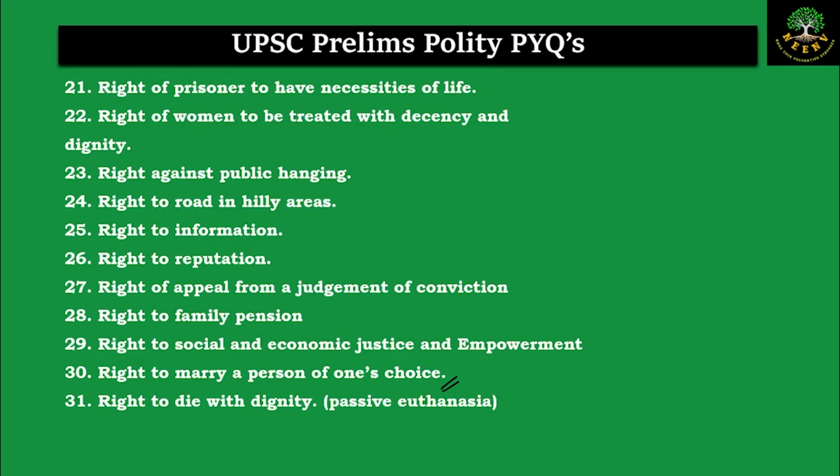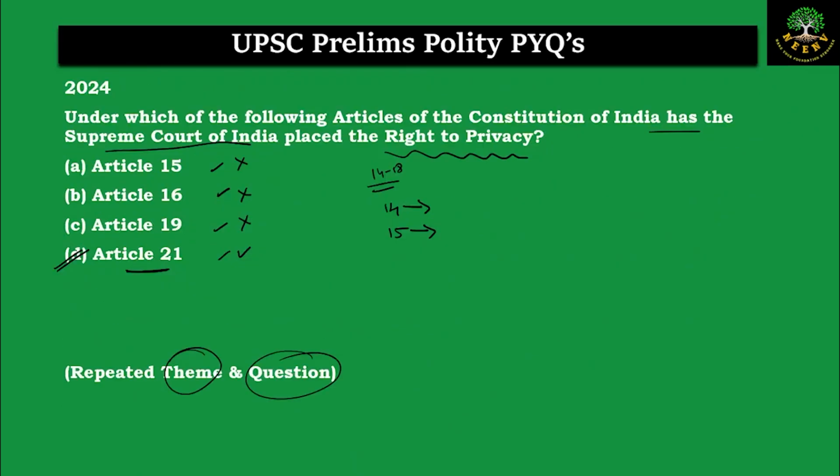So now coming back to the question, ultimately, because it is not related to discrimination, it is not related to employment in the government sector, it is not related to right to freedom, it is under the right to life. Hence, Article 21 is the correct answer for this question. Let's move on to the next question now.